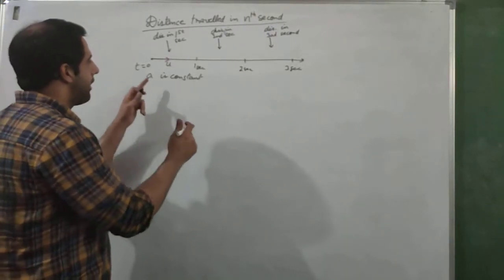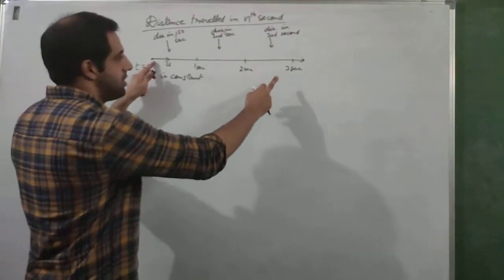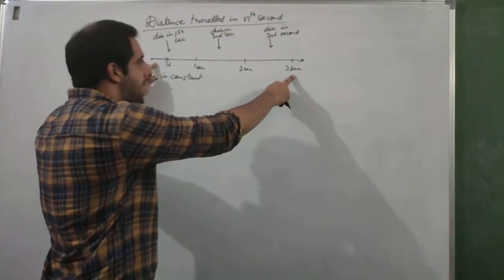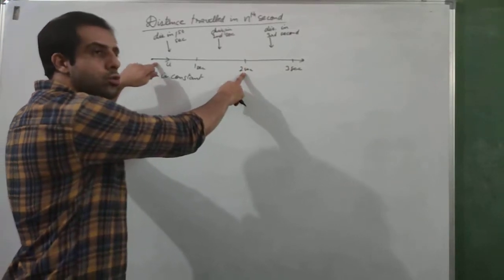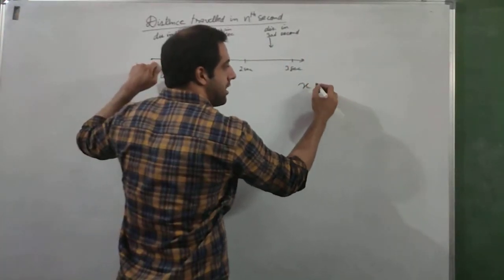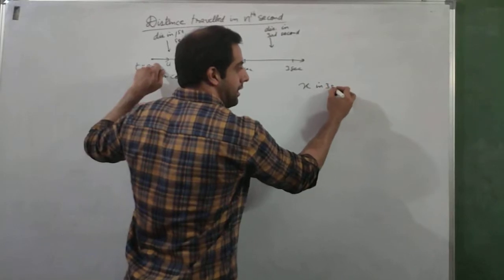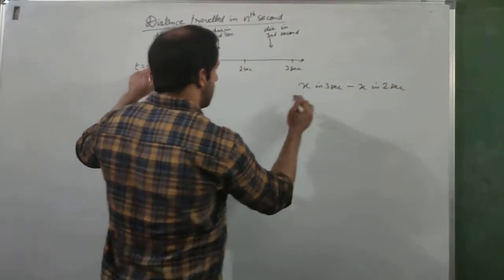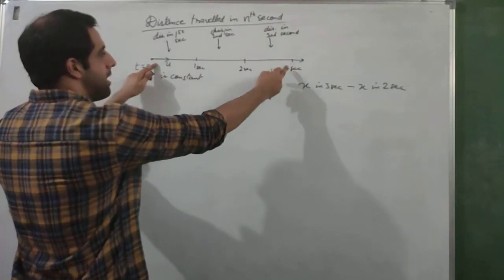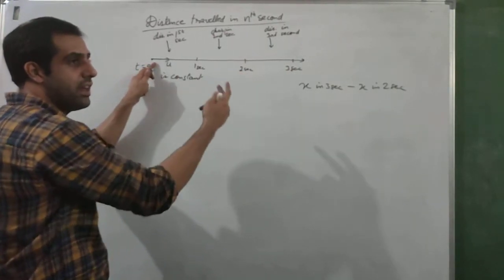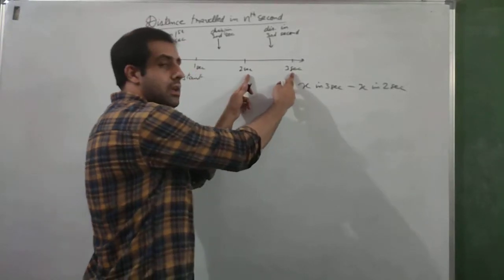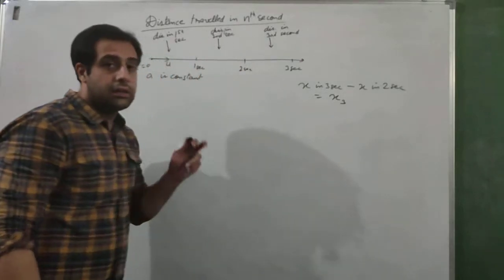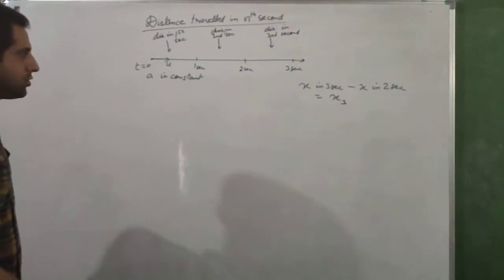If I calculate the distance traveled in 3 seconds, and from this I subtract the distance traveled in 2 seconds, so distance traveled in 3 seconds minus distance traveled in 2 seconds, what will I get? I will get the distance traveled in the third second. So we are going to use this.